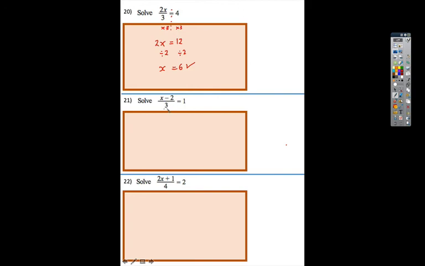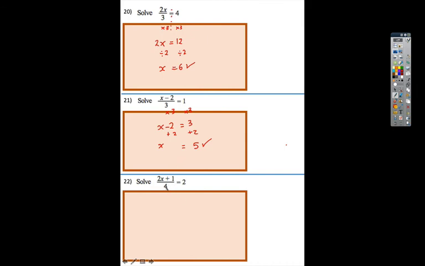Good. Right, again, we've got to deal with this denominator. Divide by 3. The inverse is multiply by 3. Multiply by 3. So you're left with x minus 2 is equal to 3. Now the inverse of taking away 2 is add 2. So we're going to add 2 on this side as well. So you're left with x is equal to 5. Let's test it out. 5 minus 2 is 3. 3 divided by 3 is equal to 1. So x equals 5 is correct.